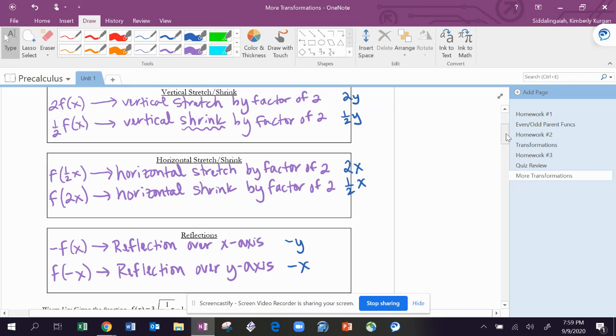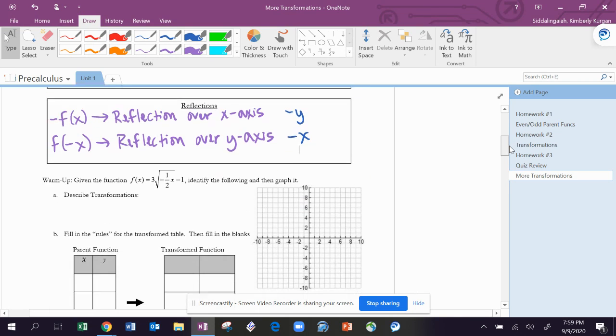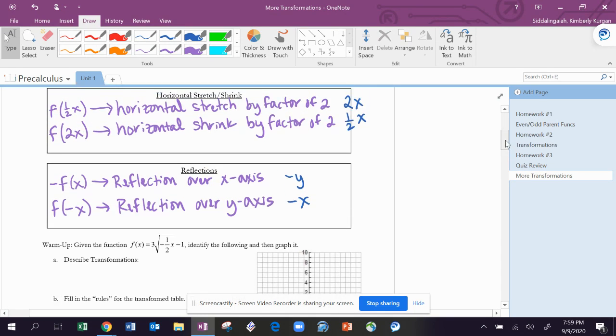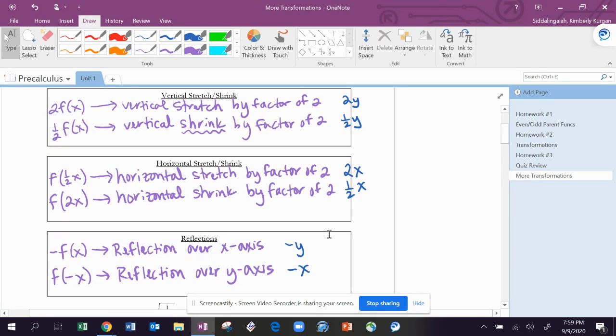We are going to start on Friday with this warm-up. And we'll probably be doing it together because look at that. It's got a 3 on the outside and negative 1/2 on the inside. So we're going to start with this warm-up to kind of get our brains going. But I wanted you to at least have this written down so that we don't spend time on that.